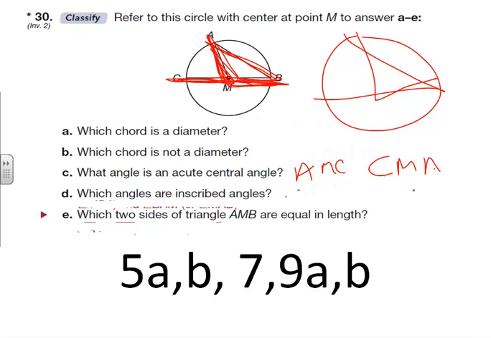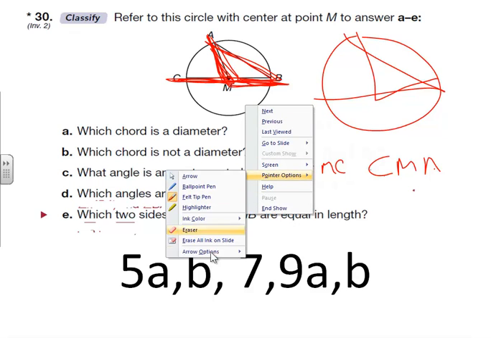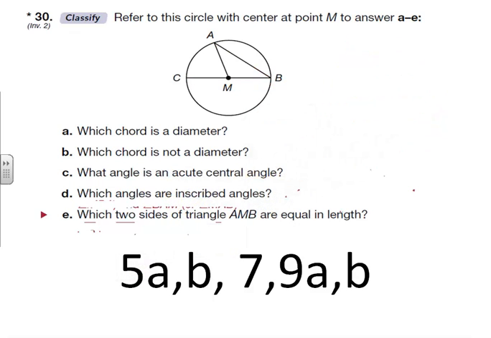And then which two sides of the triangle A and B are equal lengths? Which two sides are the same length? Well, we know it's going to be AM and BM, or MB, and the reason why is because these are both from the center point. All right, hopefully you're able to recall that from lessons before.